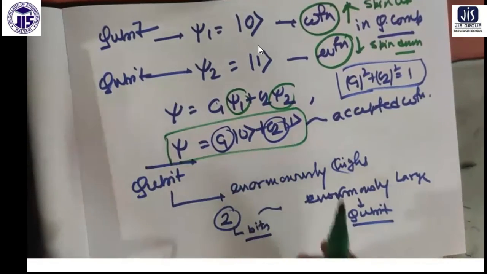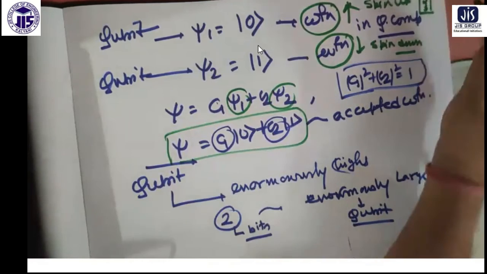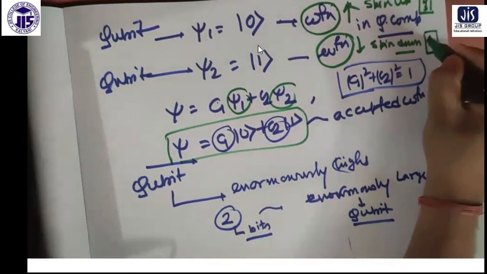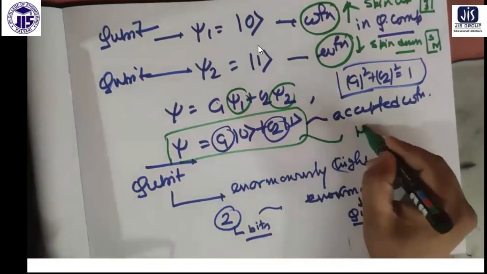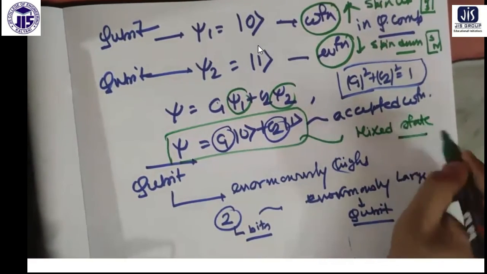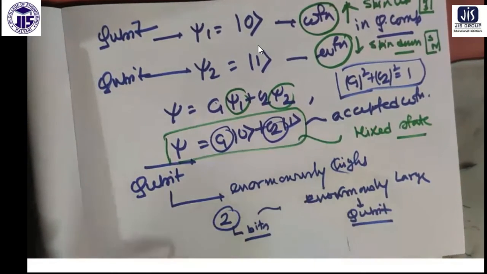How is it possible? Spin up state means the electron's magnetic state. Suppose this represents a magnet like this, and the spin down state means another magnet like this. So it will be a mixed magnetic state of the electron, and it can be attained. We'll discuss that in the quantum computation class, but it's a very funny area to work in. So the superposition principle is very important, take it very seriously.